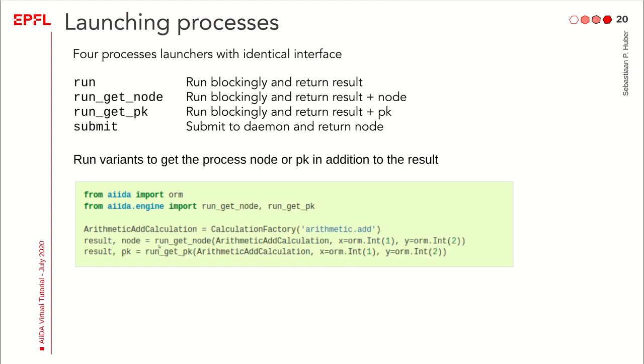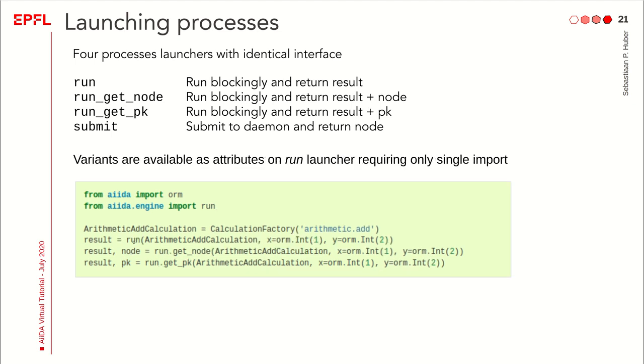There's some variation. run_get_node and run_get_pk do exactly as run, so they will run blockingly and have the same interface, except that in addition to the result, they will also return a reference of the node and the pk respectively. This is useful if afterwards you want to request some information of the node itself, like its final status, whether it was successful or not.